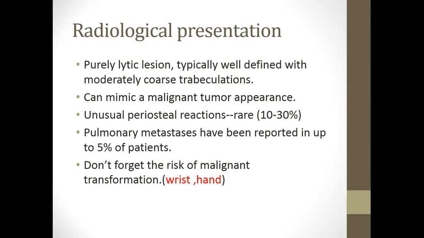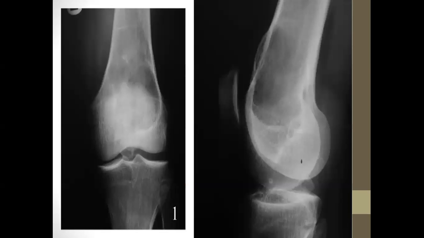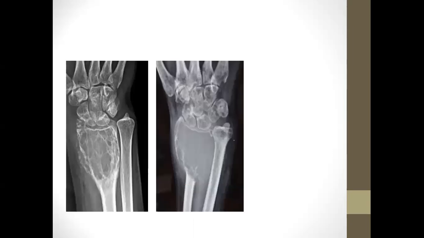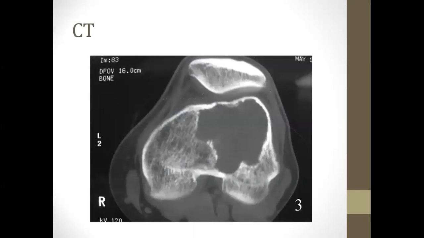Don't forget, please, the risk of malignant transformation, and it's more commonly seen in lesions affecting the wrist and the hands. Here's how it looks at first on an X-ray. If you leave it, it will not be stable, as we said.